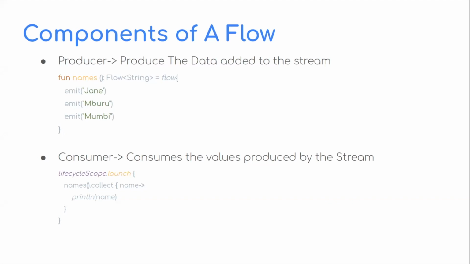Consumers. Consumers take in the data that has been produced by the producer. As I said earlier, collection or emitting of data from a flow is only triggered when a terminal operator like collect is called. So let's say we're getting data from the UI or from the endpoint, and we want to start triggering the incoming of the data. When you call collect, that's when all the data will start streaming. And that's an example of a consumer.